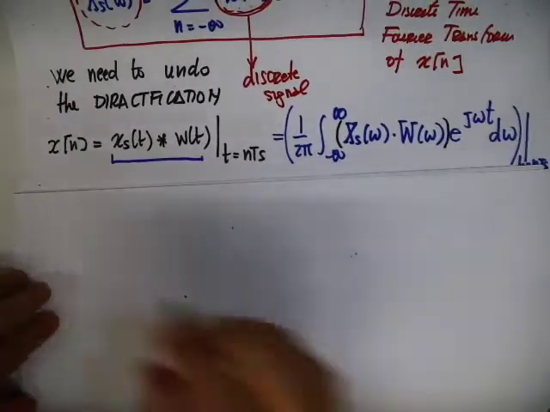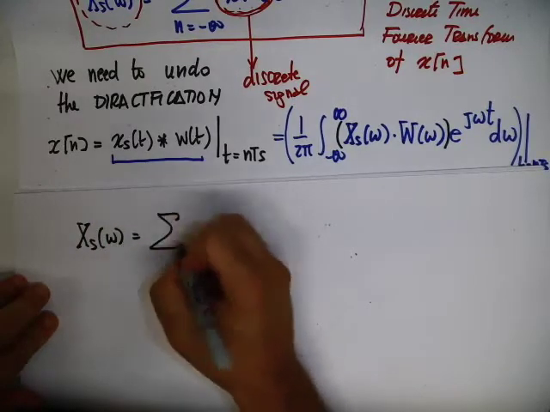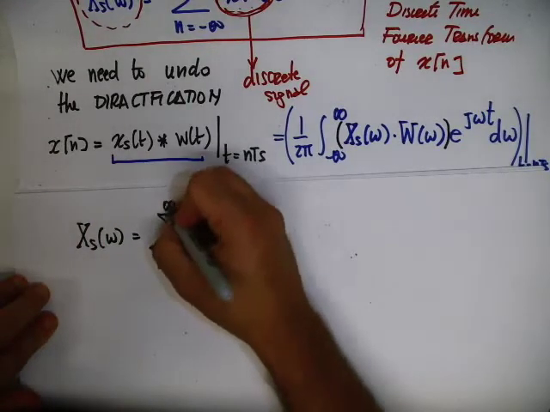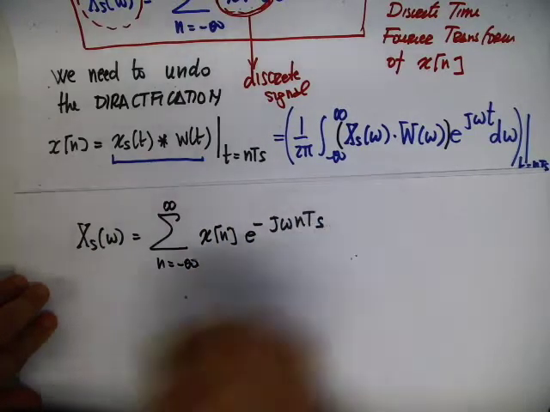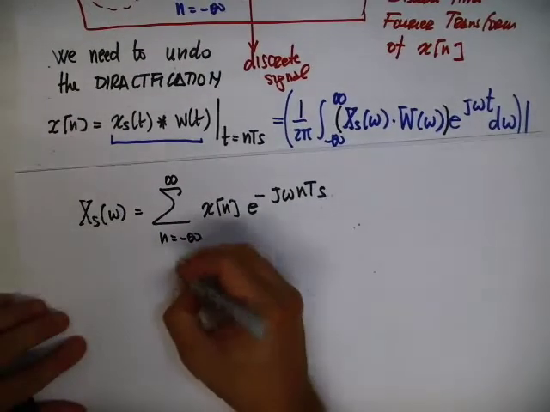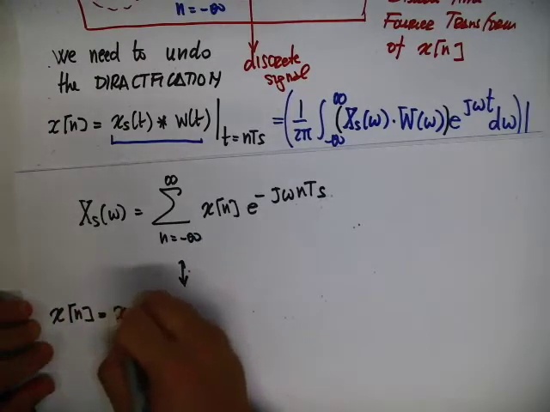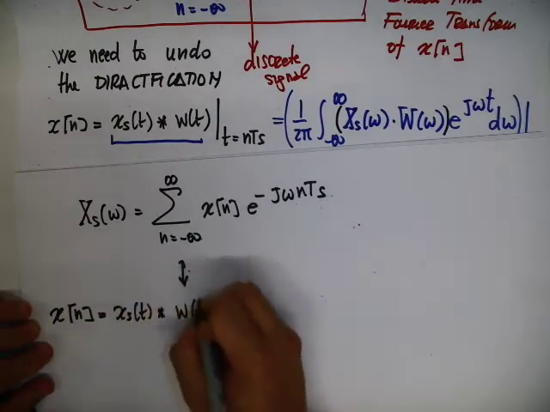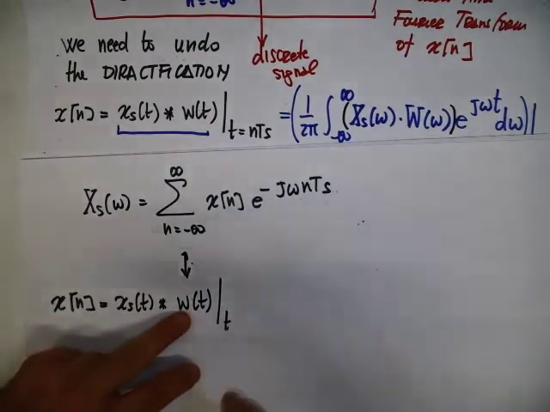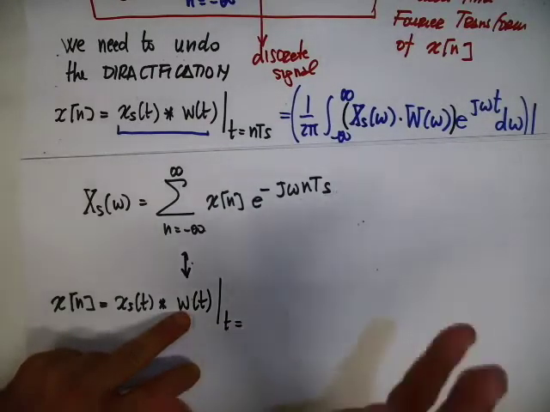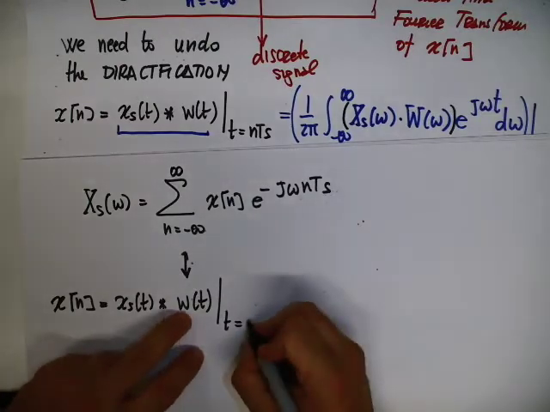So let's summarize these results. We start with X_s(omega) equal to this quantity here. And then we see that we can recover the discrete signal as the convolution between the Diractified signal and any window with a few properties. So there are not too many restrictions on the choice of this window.